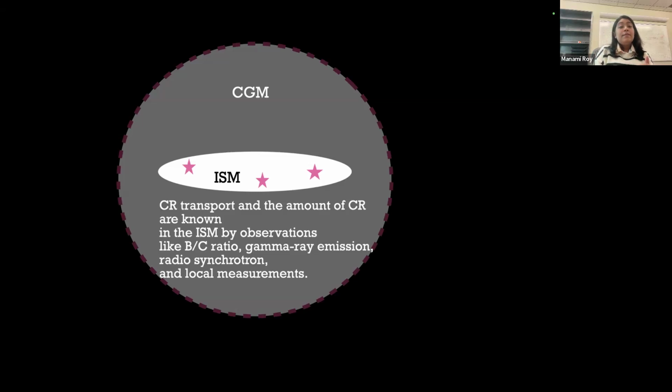So from there, you can infer cosmic ray transport. By these different methods, and also local measurements of cosmic ray spectra, you can tell which cosmic ray elements are there, what the cosmic ray energies are, and so on. So in the Milky Way interstellar medium, to be specific, we know the cosmic ray transport and the cosmic ray pressure.